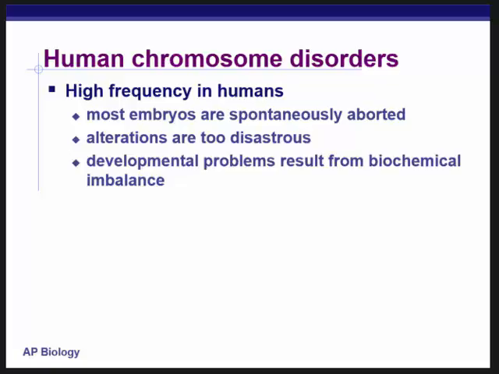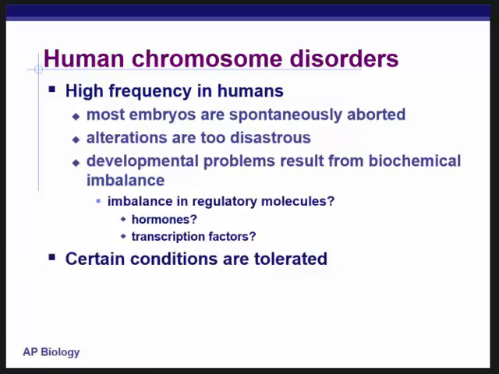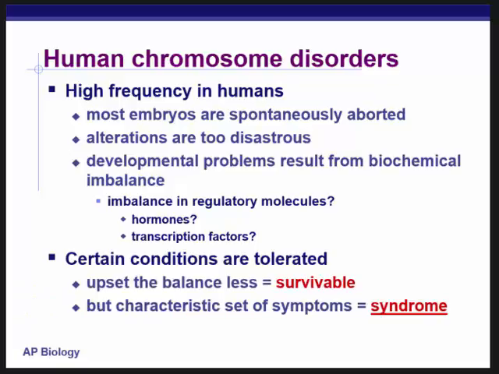Now, certain conditions are survivable, but they have a characteristic set of symptoms which makes them called a syndrome. An example of this is Down syndrome, or trisomy 21. The other 2 trisomies that can happen with autosomal chromosomes are trisomy 13 and trisomy 18, but both of those are not survivable past early childhood.